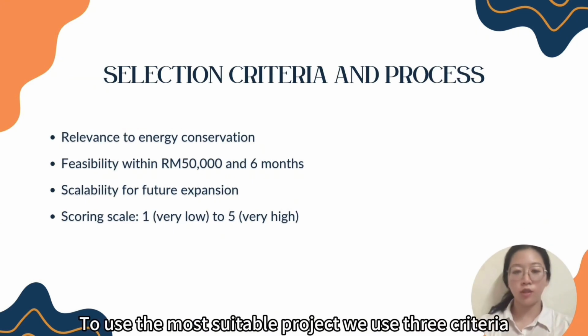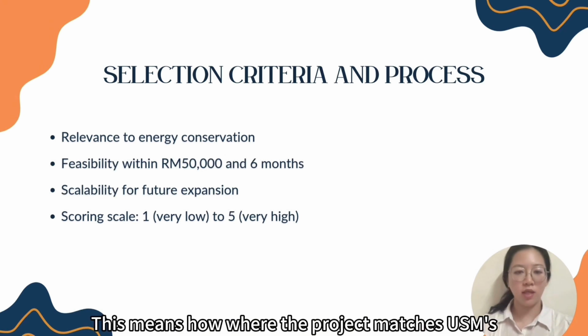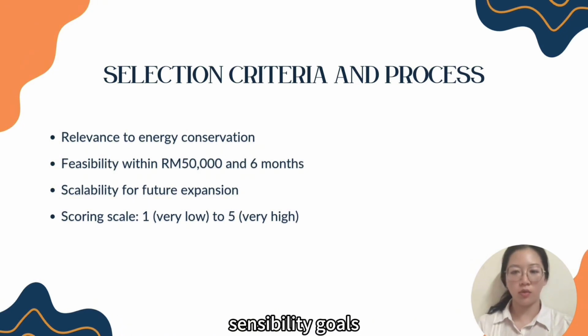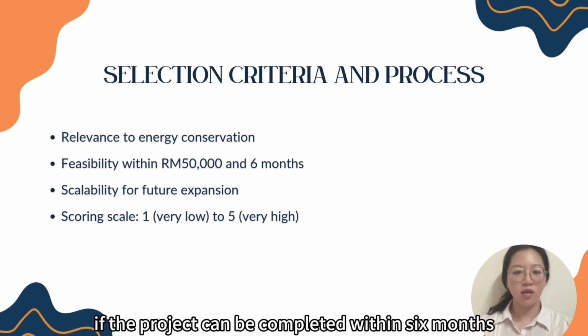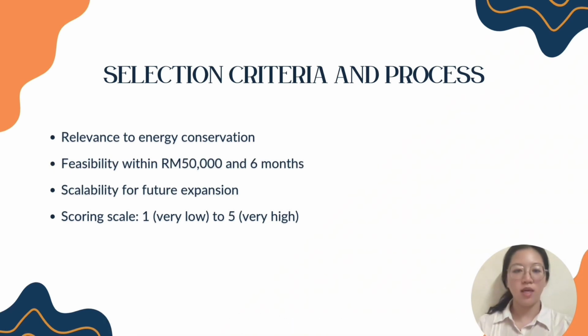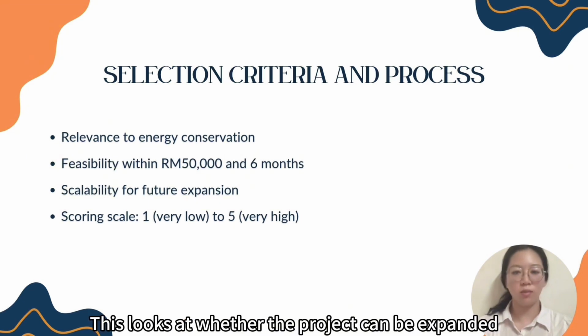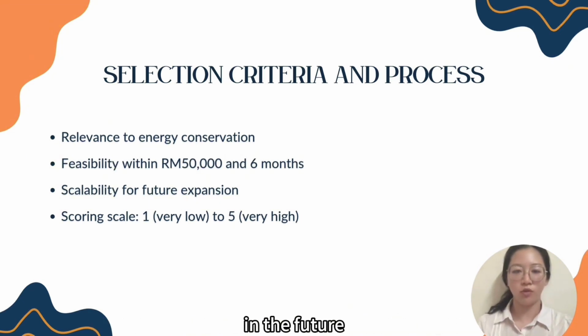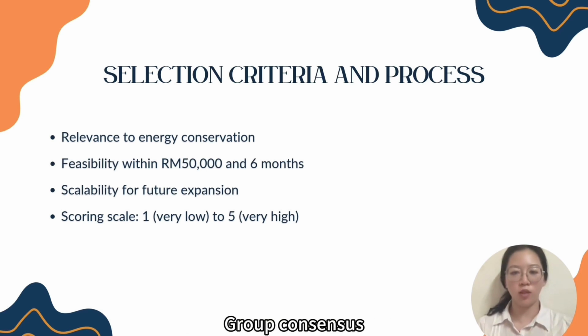To choose the most suitable project, we used three criteria. The first criterion is relevance. This means how well the project matches USM's sustainability goals. The second criterion is feasibility. We check if the project can be completed within 6 months and the budget. The third criterion is scalability. This looks at whether the project can be expanded in the future. Each option was scored from 1 to 5 by group consensus.